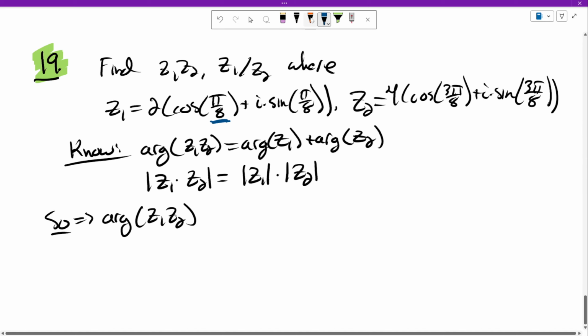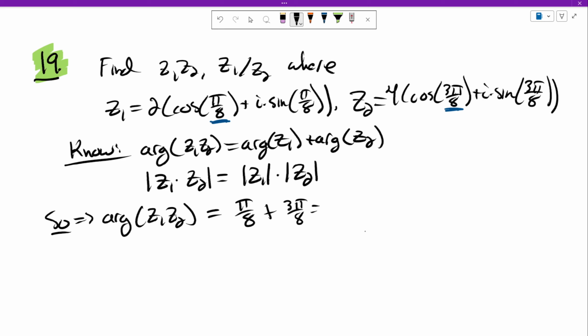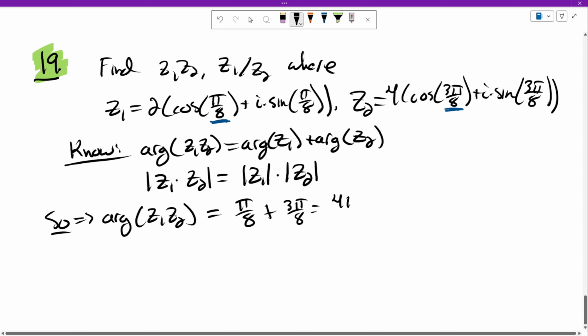So what this is telling us then is that, since the argument of z1 is pi eighths, we take pi eighths and add that to the argument of z2, which is 3 pi eighths. Now, technically, I should put all multiples of 2 pi here, but I just want to write this in polar form, so I don't actually care about all the multiples of 2 pi. They go away. So we get 4 pi eighths, which is pi halves.